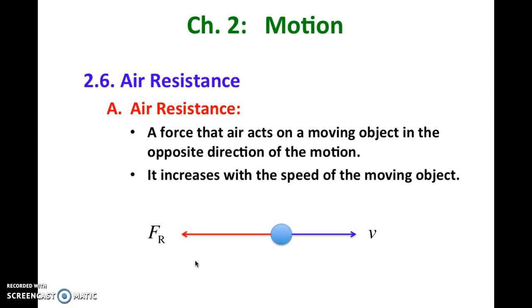Hi all. Today we continue to study chapter 2 about motion. As we talked last time, air can exert a force on a moving object in the opposite direction of motion. This force is called air resistance. The magnitude of air resistance increases with the speed of the moving object.